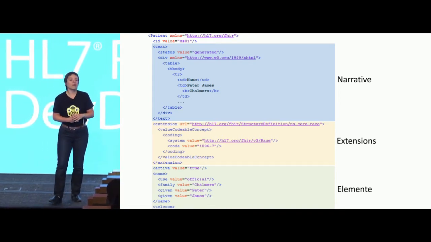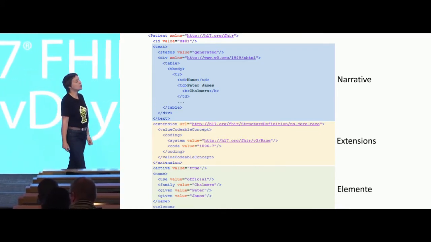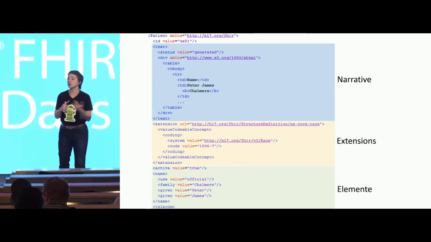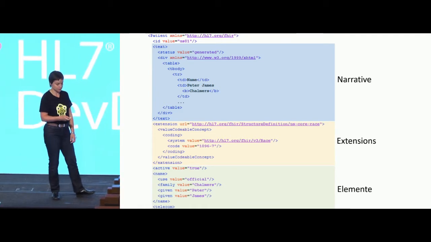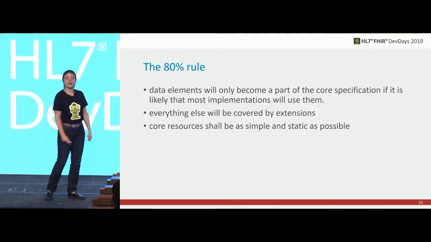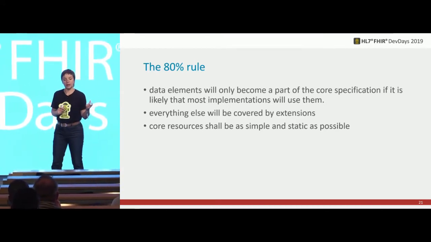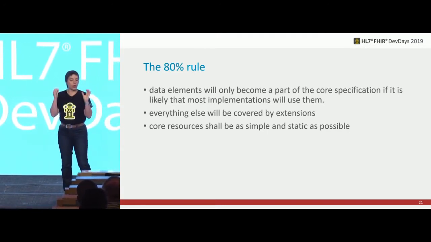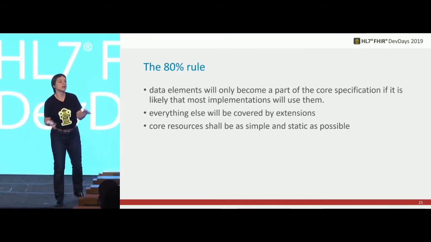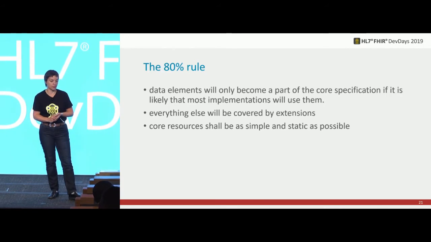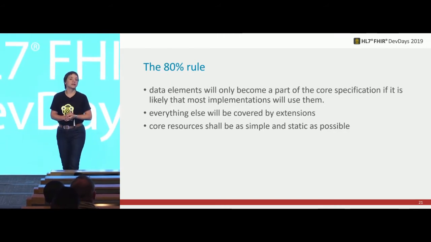In the blue box, we have a couple of standard elements. These are basically the commonly agreed upon information that you need for a patient, like a name, an address, a gender, birth date, contact information, etc. So that's a nice example that you can see on how the 80% rule works. It says if a data element is most likely to be used in 80% of the cases, it will be part of the core specification. If not, it will have to go into the extension realm. So the purpose is to make the core resources as simple and as static as possible.